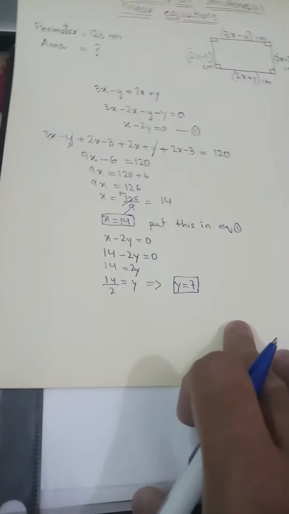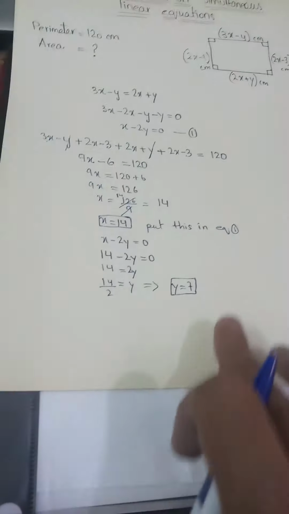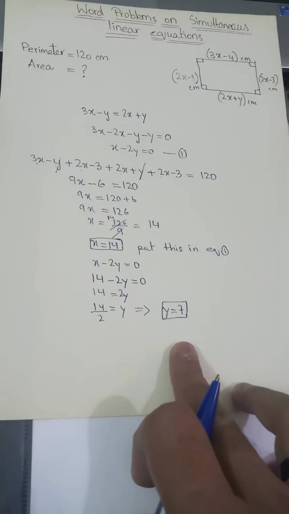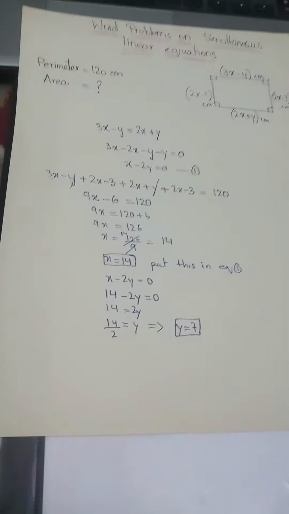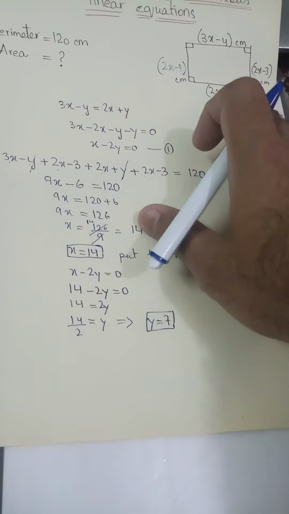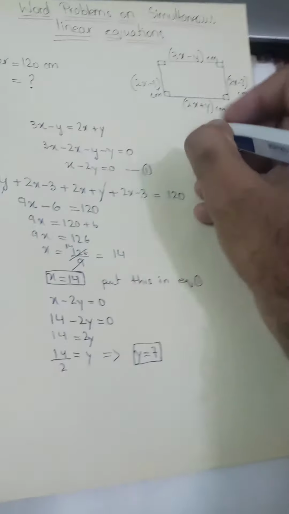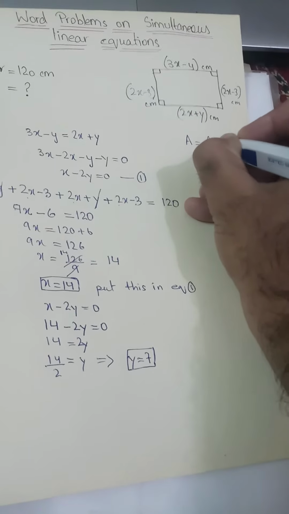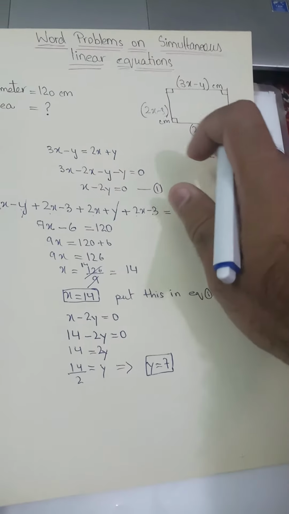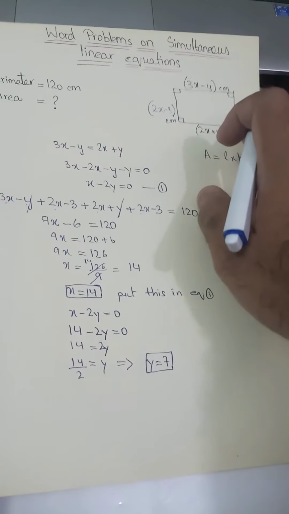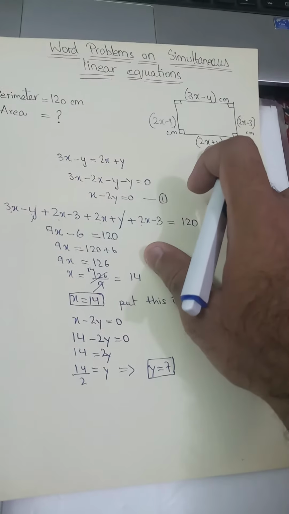So now I have my value of x and I have my value of y, but my question is asking for area, so I have to find these two sides. You guys know that the area of a rectangle is length multiplied by breadth. This is my length and this is my breadth. So I have to find the value of this side and this side in order to find the area.